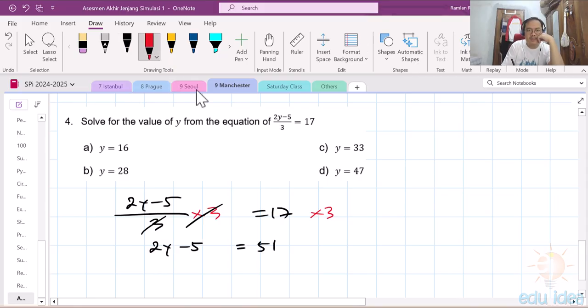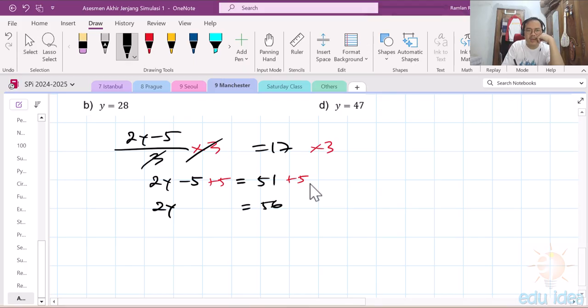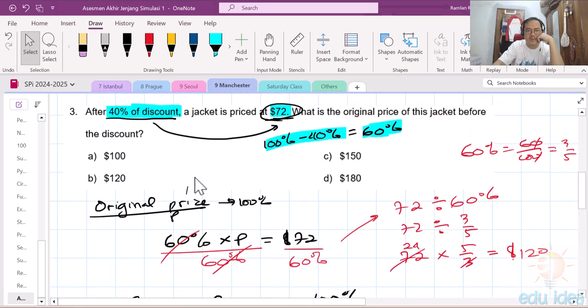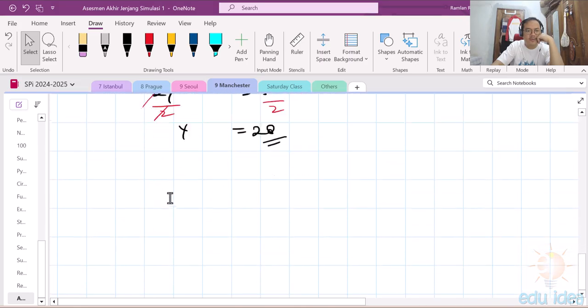Now again, the same thing like we always did. Remove this 5 by adding 5 on both sides, so it's plus 5, and that'll be just 2y. On the right side we have 56, and then divide both sides by 2 because the 2 is being multiplied by the y. You can cancel the 2, and this is just y, and this equals 28. So that is the answer over here. Okay, so let's go to number 5.